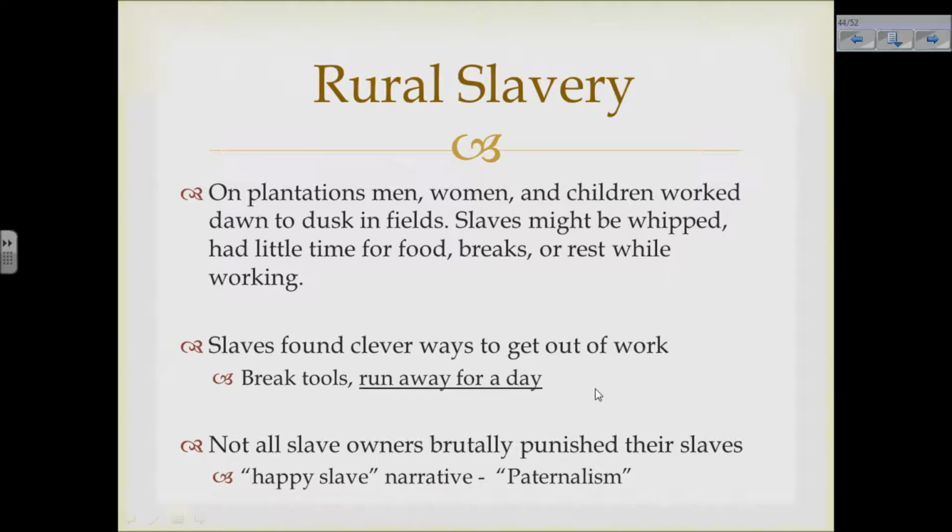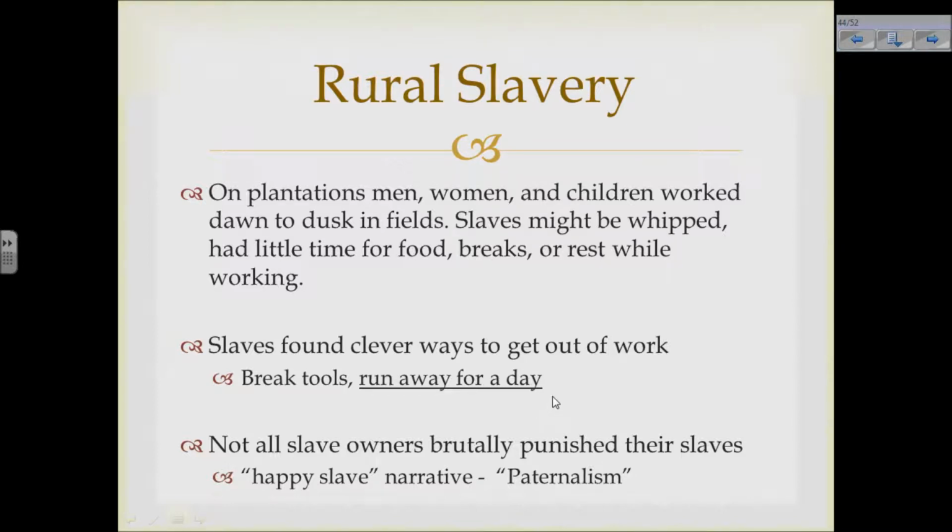However, these slaves would combat this, and they would find clever ways to get out of work. Breaking tools was an easy way to get out of a couple of hours or even a day's work. If the cotton gin went down, what's the point? Another way that slaves would do is they'd actually run away for the day, and then they would take the beating that they had to take the next day as they came back. So they would go off and hide.